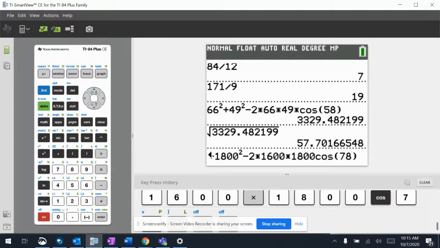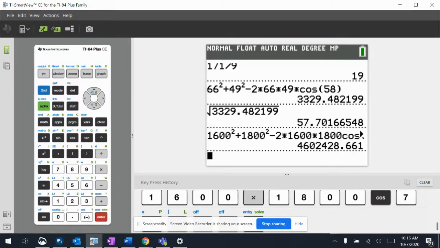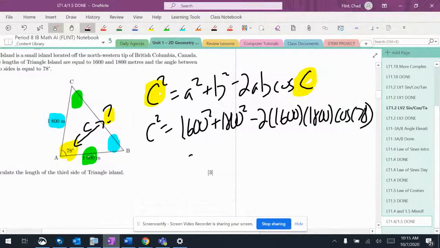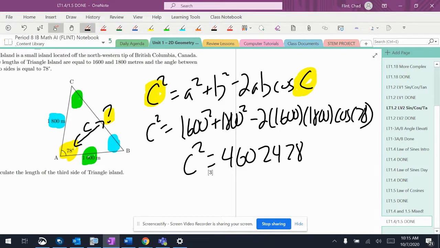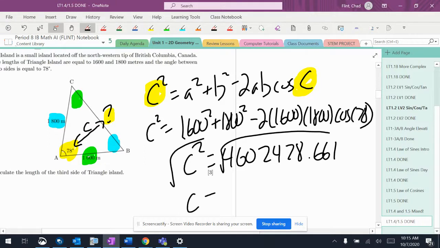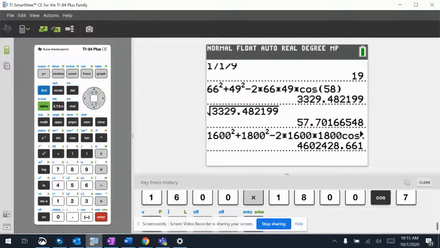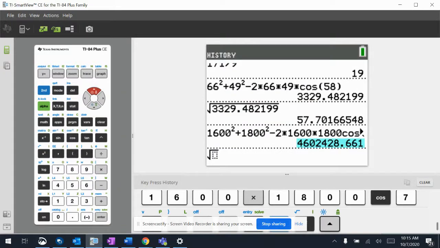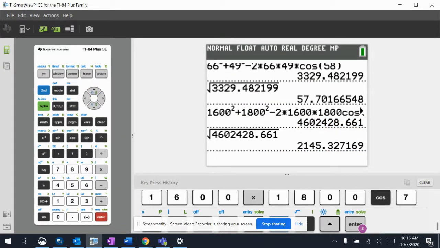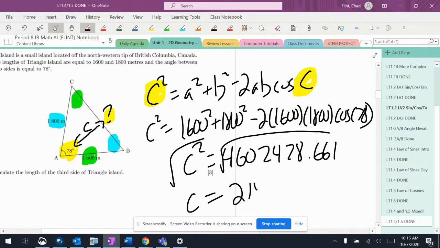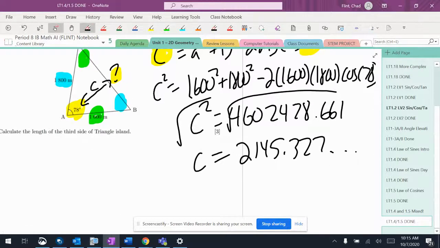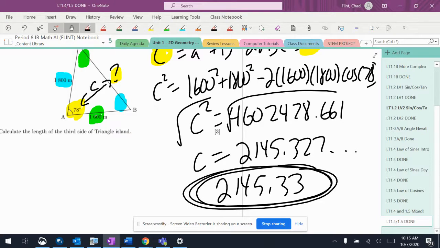It's going to be a pretty big number, I think. 4602428. So C squared equals 4602428.661. I'm going to take the square root of that. And I get 2145.327. It doesn't say what to round to, so I'm going to do hundreds place. 2145.33. All right, and that's what I've got looking out there.